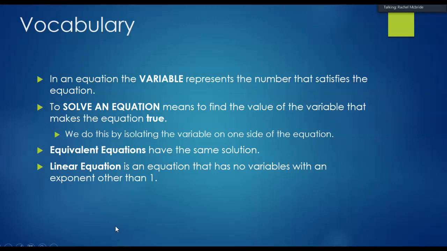Equivalent equations mean they have the same solution. And a linear equation is an equation that has no variables with an exponent other than 1. So again, going back to talking about the linear versus nonlinear. Linear are straight lines, meaning no curves.